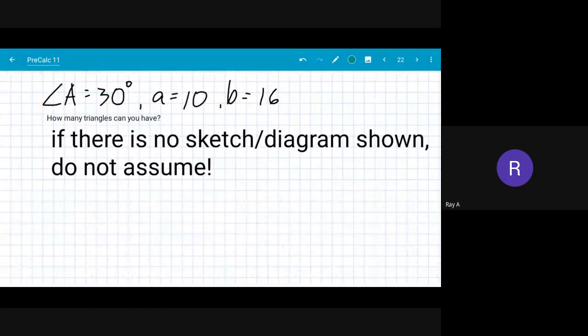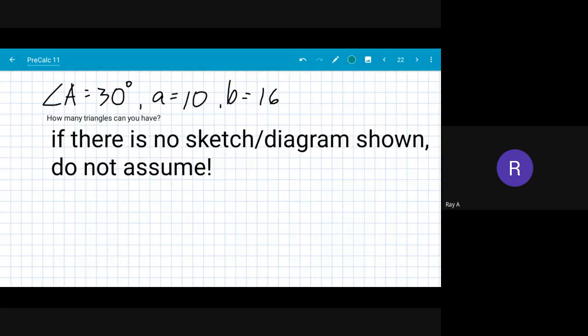So it is the same question that you will have in the previous pictures that I showed you, although this time there is no picture. I'm just coming up with a certain set of information wherein angle A is 30 degrees, little a is equal to 10, little b is equal to 16. How many triangles can you have?